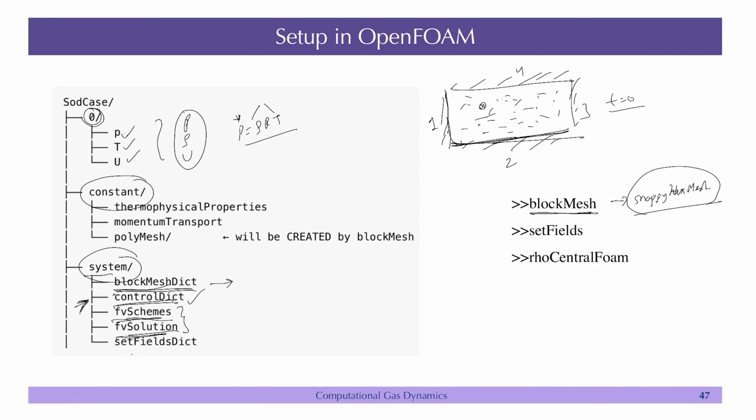And this is setFieldsDict. SetFieldsDict is basically for when you are trying to initialize a certain condition. Let us say you want to solve a shock tube. So, you have some values of P, T, and U. You have made a grid and then you want to say that if x is less than 0.5, then you have a certain value of P, and if x is greater than 0.5, then a certain value of P2.